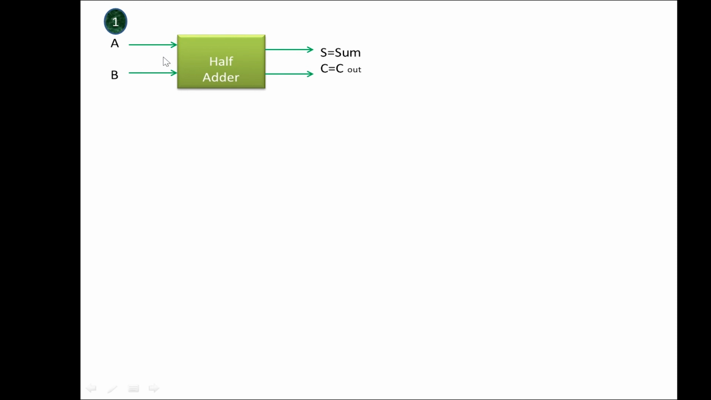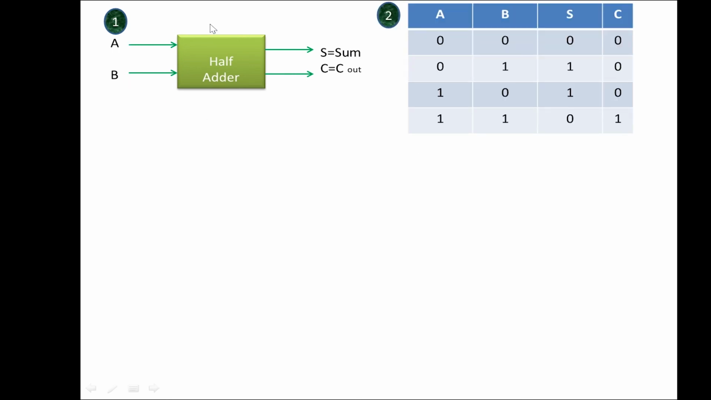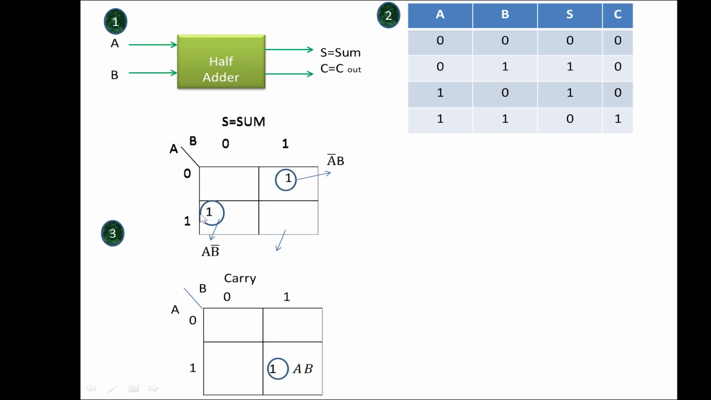And the first step is identifying the inputs and outputs. The outputs are sum and carry, and the input bits are A and B. After identifying the inputs and outputs, we prepare the truth table. For all possible inputs we wrote the outputs. That is the second step.